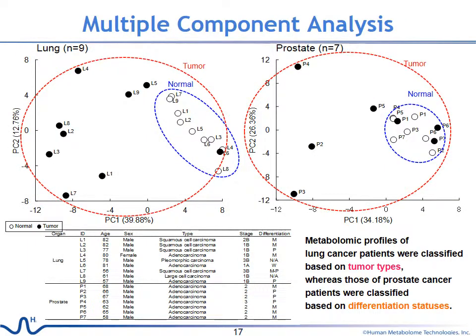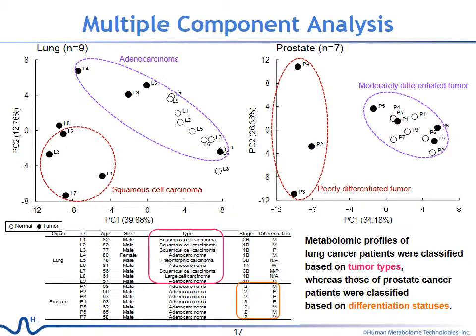Here we have a study example that examined a range of lung and prostate tumor types. Initially, we can see differences between the normal and tumor tissue. However, using the PCA analysis, it was found that while the lung samples tended to cluster based on tumor type, being either adenocarcinoma or squamous cell carcinoma, the prostate samples tended to cluster based on differentiation status, which can be useful for linking metabolism to tumor stratification.